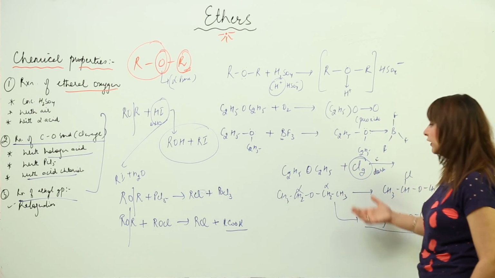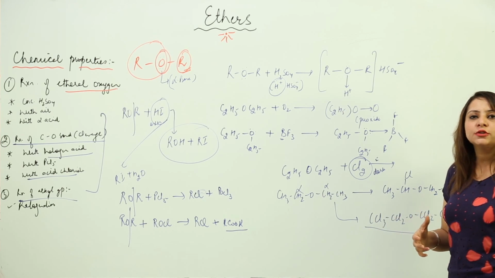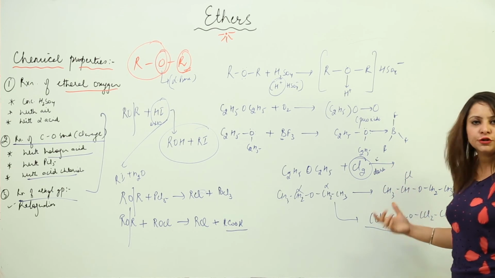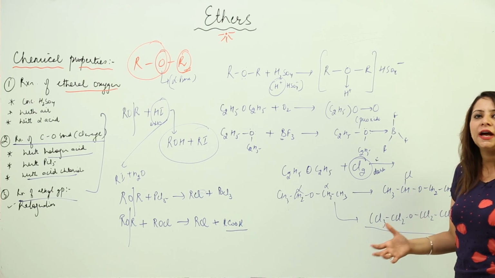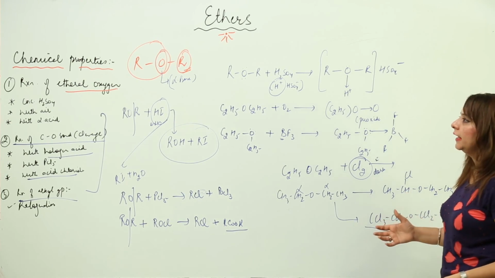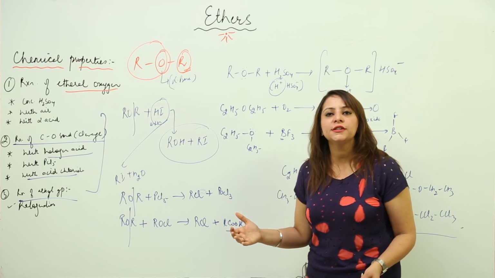And the reaction of the alkyl group involves halogenation, for which I have shown you chlorination, in which hydrogen is replaced by the halogen, and it occurs step by step. But if you use it in excess, all hydrogen may get replaced by Cl. So these are all the chemical properties of the ether.